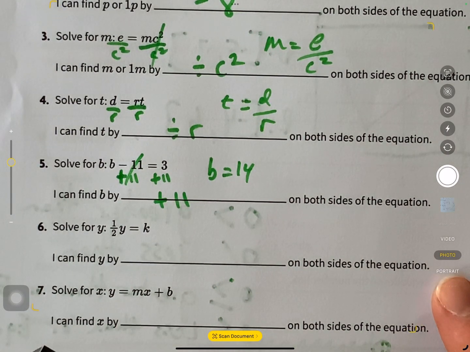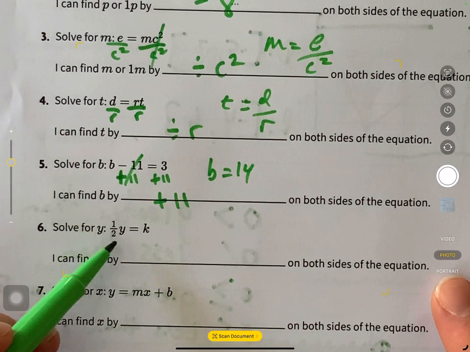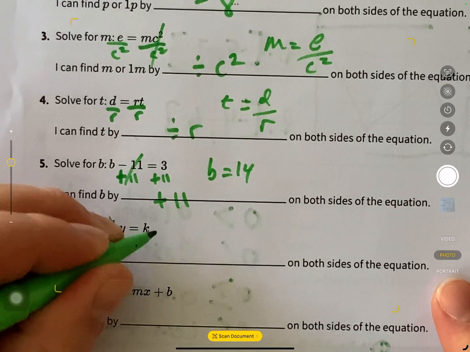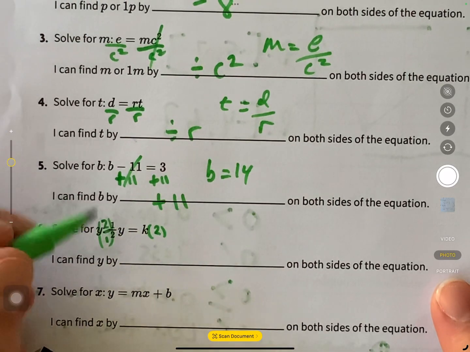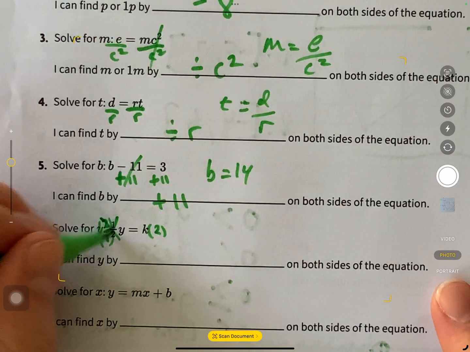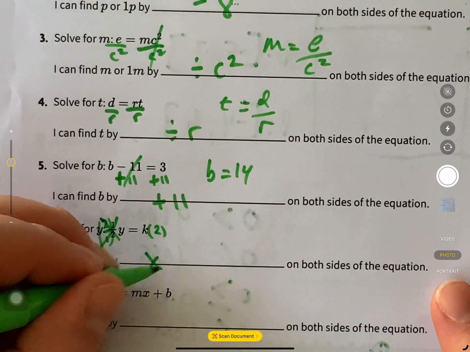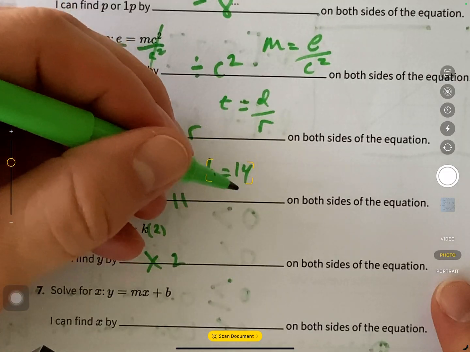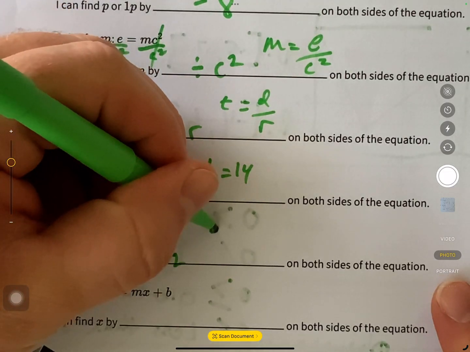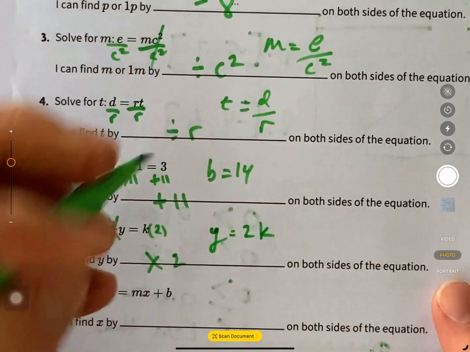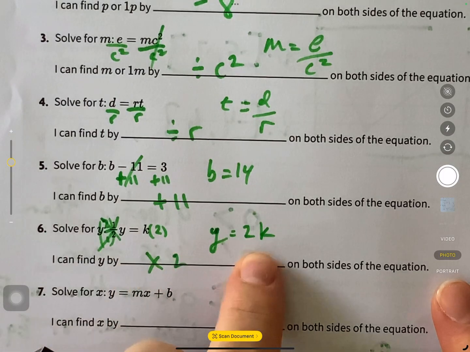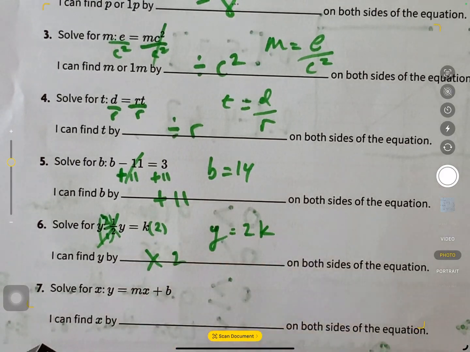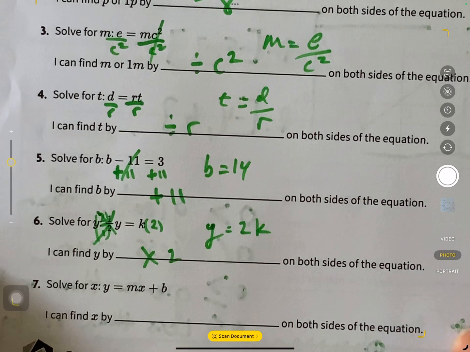Solve for y, and 1/2 y equals k. We've learned this now. A fraction is flipped. When we want to multiply, we just do it to both sides, right? 2 over 1 is the same as 2, so I'm just going to cross those off. I'm going to say multiply 2 on both sides, and y equals 2k. See how it says k2? But when you write it, you're going to want to put the coefficient in front of the variable, the number in front of the letter.